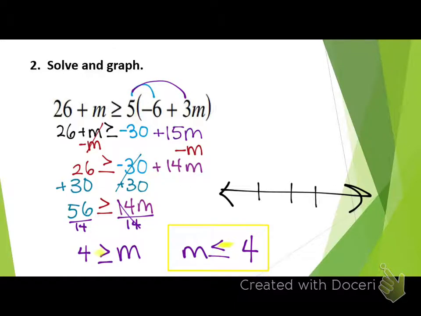What 3 numbers will I put? 3, 4, 5 sounds like a good plan. Open or closed circle? Closed. Closed, to the left, and shading to the left.